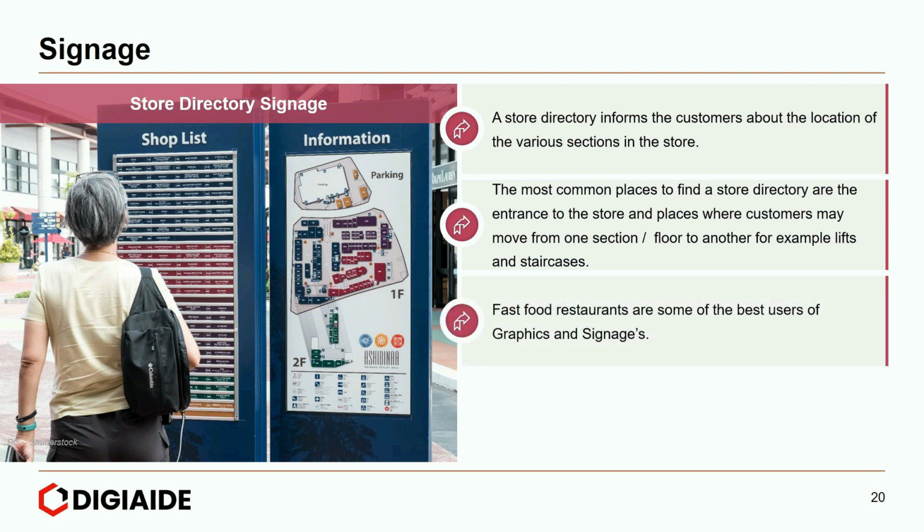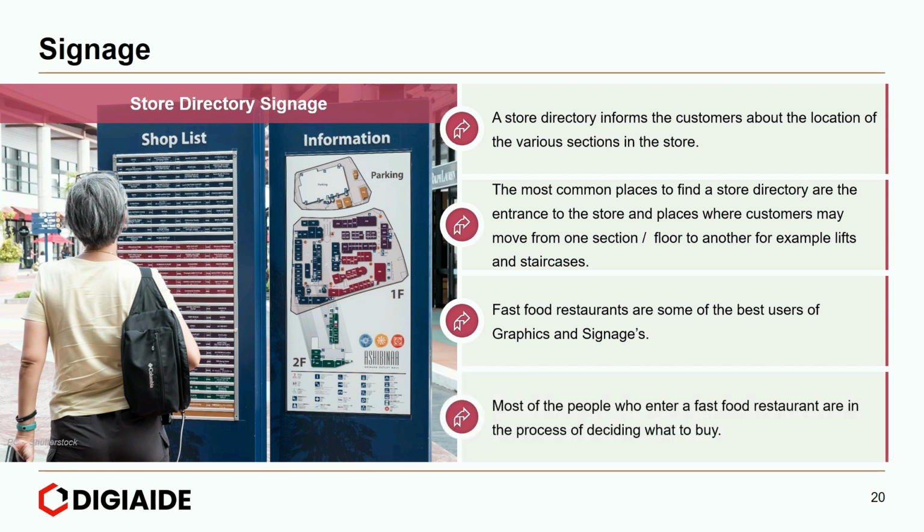Fast food restaurants are some of the best users of graphics and signages. Most of the people who enter a fast food restaurant are in the process of deciding what to buy based on the signage. The best example in this case would be the signages in McDonald's and KFC.